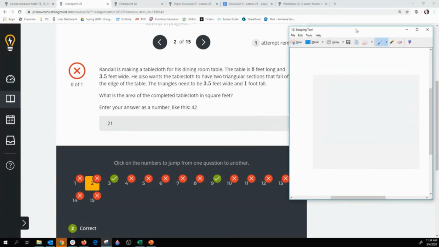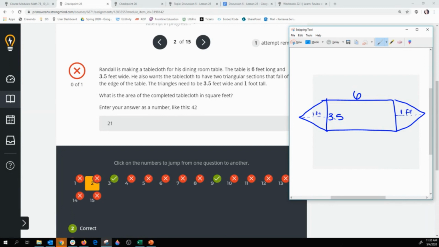So he's making a tablecloth. Here's his tablecloth, and it tells me that it is 6 feet long and 3.5 feet wide. Then he has these two triangles on the edges. Here's one triangle, and here's another triangle on the other side. It says that the triangles need to be 3.5 feet wide, which is the same, so this bottom side here is 3.5, and it needs to be 1 foot tall. So this here is 1 foot, which means this other side is also going to be 1 foot tall.